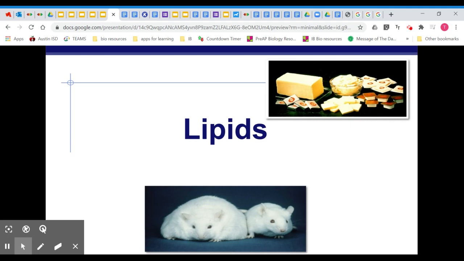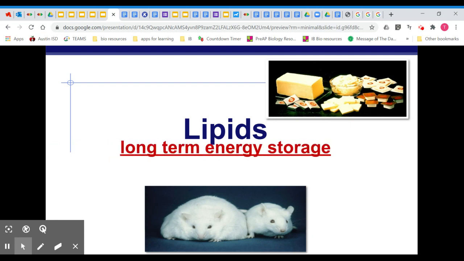Hey, so in this presentation, we're going to be talking about lipids. We're talking about macromolecules or biomolecules, and lipids are a class of biomolecule. The main function is going to be long-term energy storage. They're really good at storing energy efficiently. They're a concentrated energy source, and they're easier to store. They take up less, they're not as heavy actually as storing a carbohydrate.